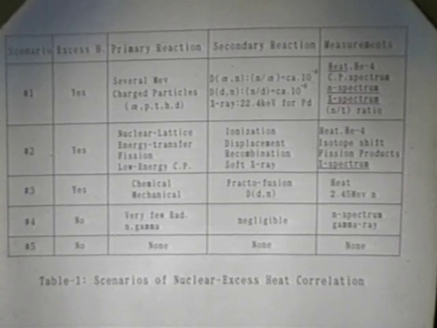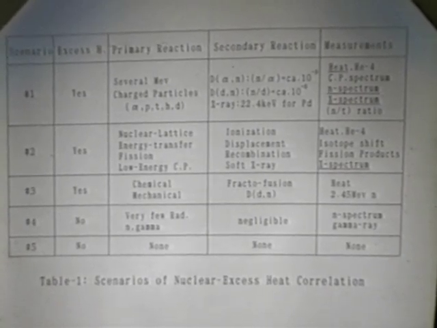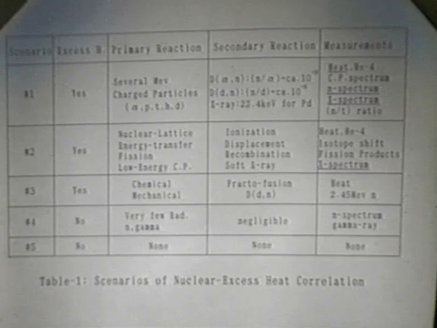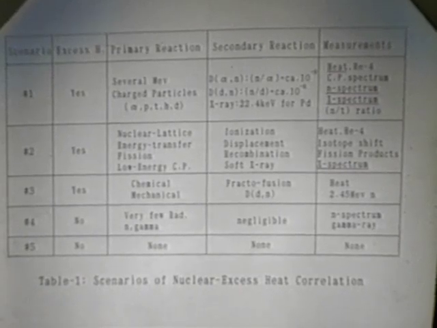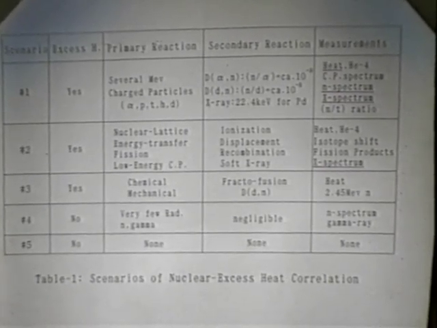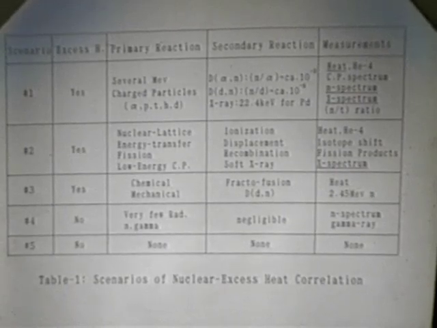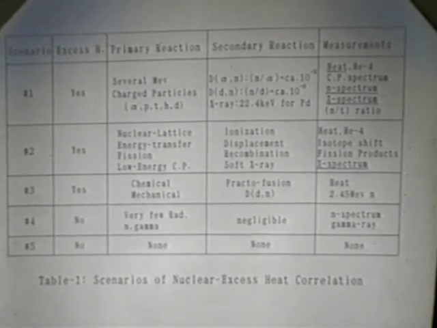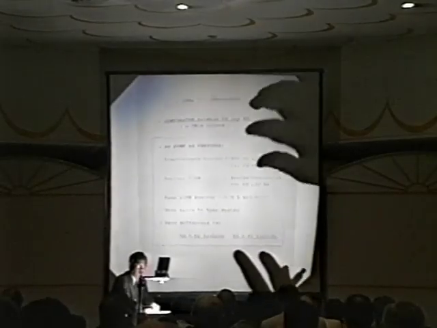And the fourth scenario is we have no excess heat, but only a few radiations, like neutron and gamma, with negligible secondary reaction. So we have to pursue neutron spectrum only in this case, or gamma ray spectrum. And the fifth scenario, we have nothing here. This is just pathological science, something like that. So I think all the results of cold fusion studies will fall into these 5 scenarios, in my opinion.